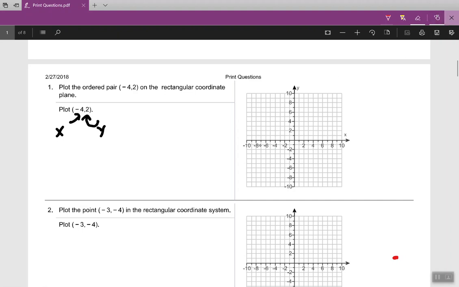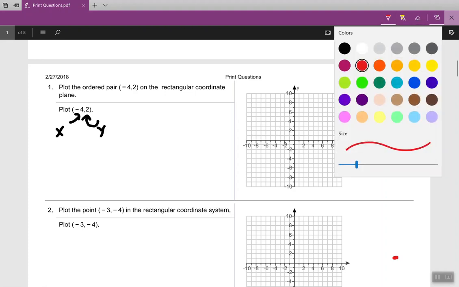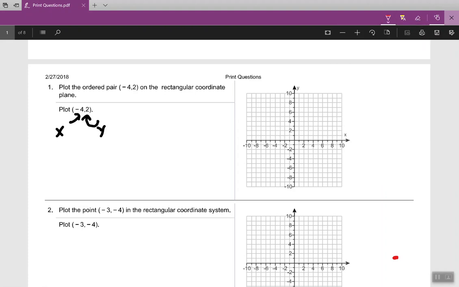And then we would go up 2 places. So -4 and up 2 places, +2, falls right there. And that will be the point -4, +2.